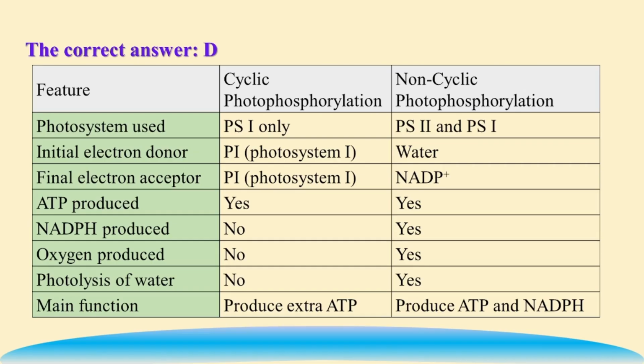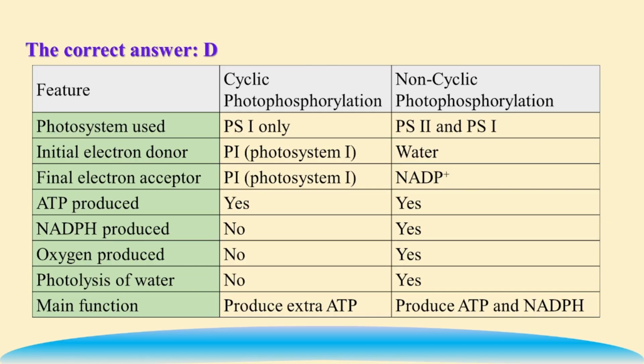The correct answer is D. In cyclic photophosphorylation, only photosystem I is involved. The excited electrons eventually return to photosystem I, making it both the starting point and the final electron acceptor. As a result, ATP is produced, but NADPH and oxygen are not produced.